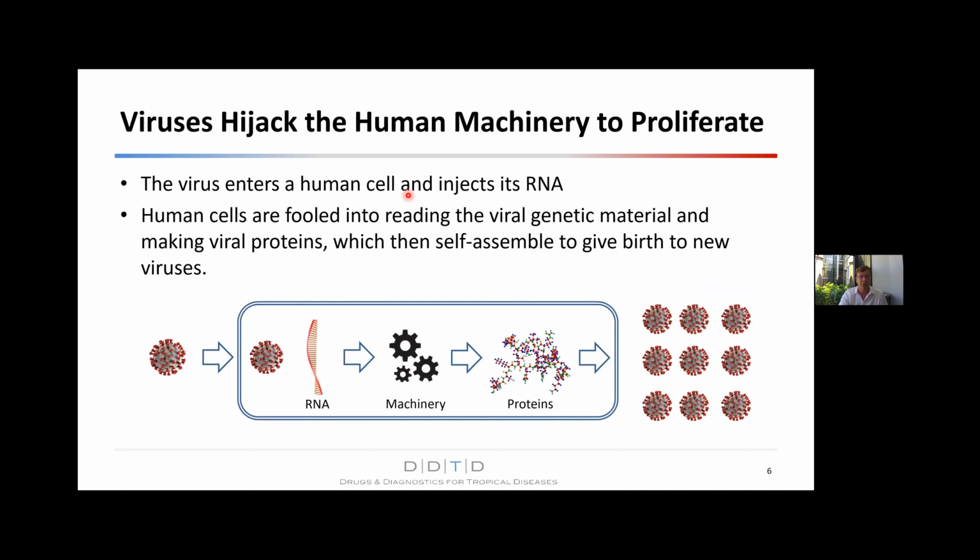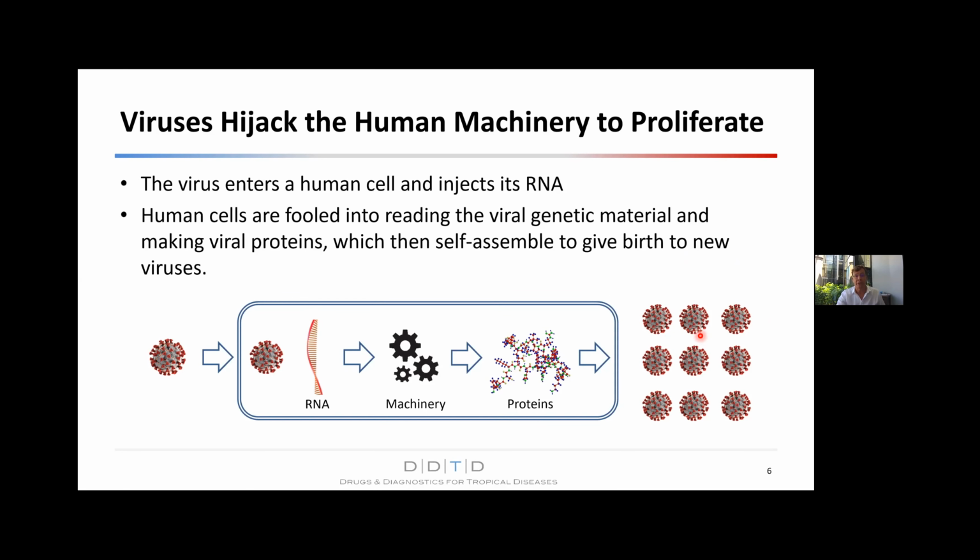The virus starts by entering a human cell, which is here depicted with this rectangular box, and it injects within the human cell some RNA. Then the human cells are fooled into reading the viral genetic material and into making proteins accordingly, which then can self-assemble to give the virus.